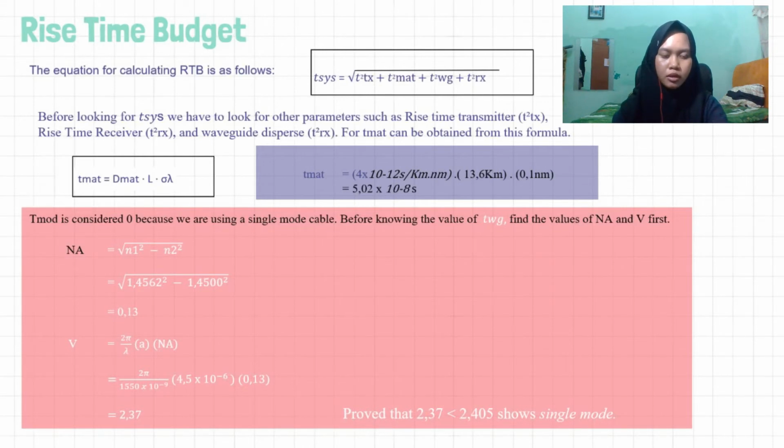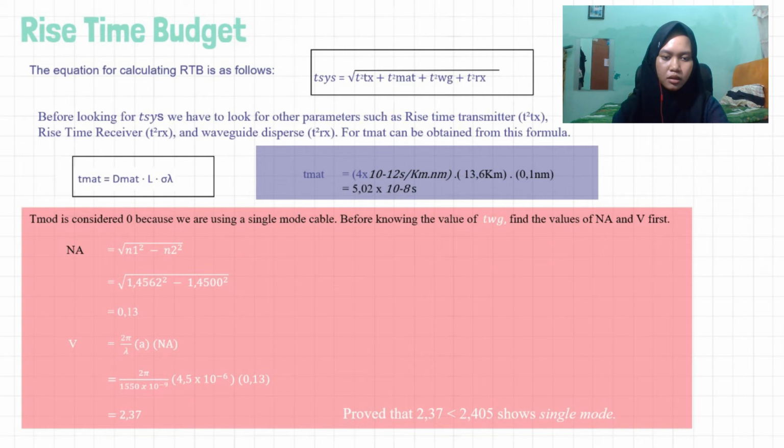So here we're calculating the rise time budget. The formula is as follows. First we're going to calculate the T-mat. With the parameters that we got, T-mat is equal to 5.02 times 10 to the power of minus 8 seconds. Since we are using single mode, the T-mat that is actually calculated in the thesis is considered 0.